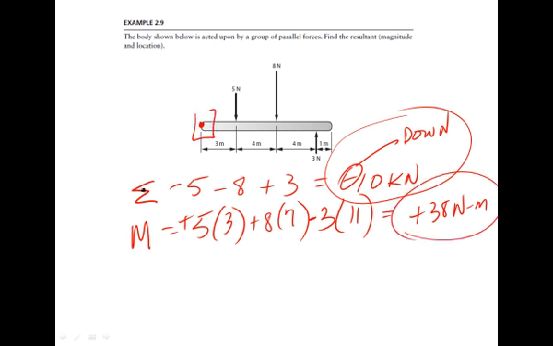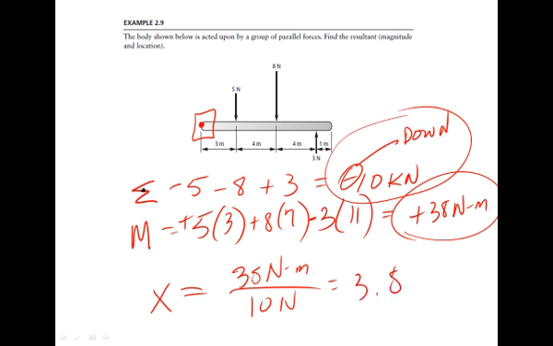So if I use this same point of reference, I can figure out a distance away from that point that the resultant acts simply by taking the moment, 38 newton meters, divided by the force, 10 newtons, and that's going to tell me that the resultant acts 3.8 meters away. So this resultant force that would take the place of those would be 10 newtons acting down at a distance away from that point, 3.8 meters.